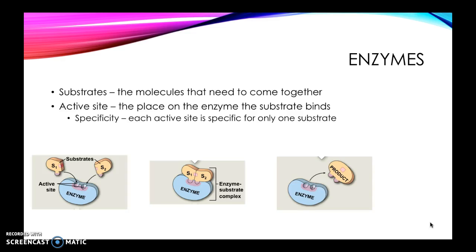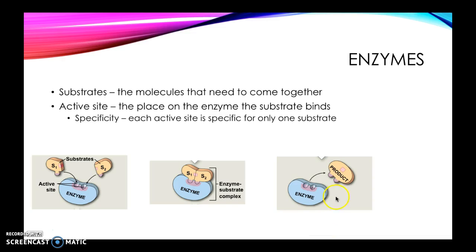When a reaction uses an enzyme, the molecules that need to come together are called substrates. The place on the enzyme that the substrates attach is called the active site. The active site is what gives an enzyme specificity. This refers to the fact that each active site will only interact with one specific substrate. Sometimes this is called a lock and key mechanism.